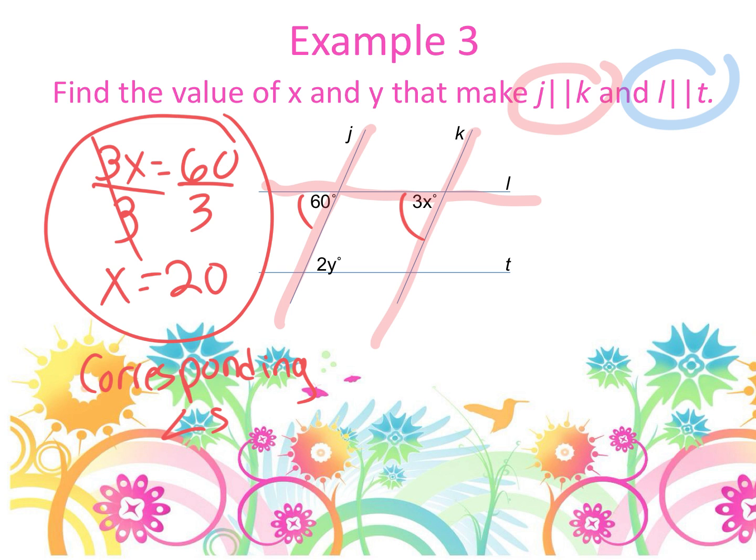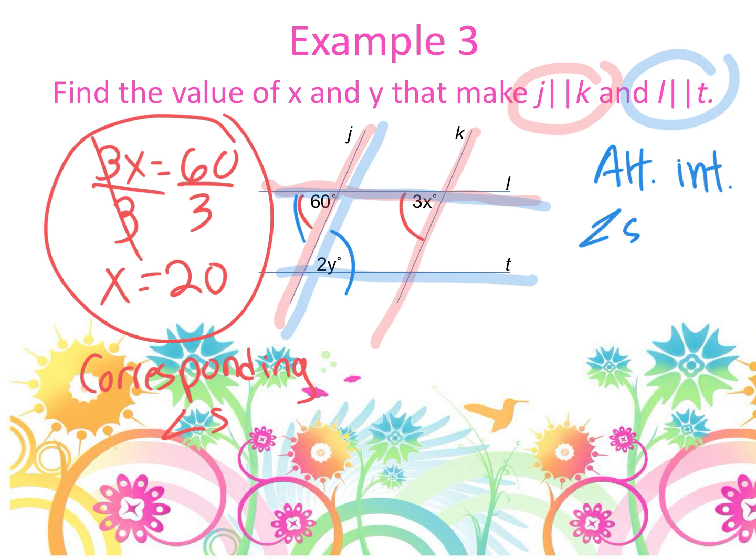So they're looking for lines L and T to be parallel. And the only actual numbers that we have are that 60 and then that 2y. So we're going to use the 60 and the 2y to figure it out. Now, I want you guys to realize these are alternate interior angles. Because they're alternate interior angles, they are equal to each other. So I'm just going to write 2y is equal to 60. Again, divide both sides by 2. And I get that y is equal to 30.